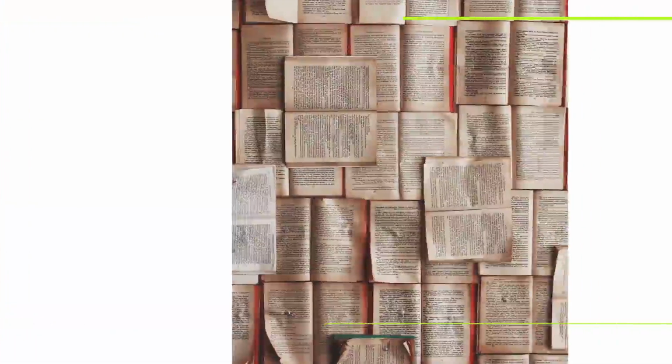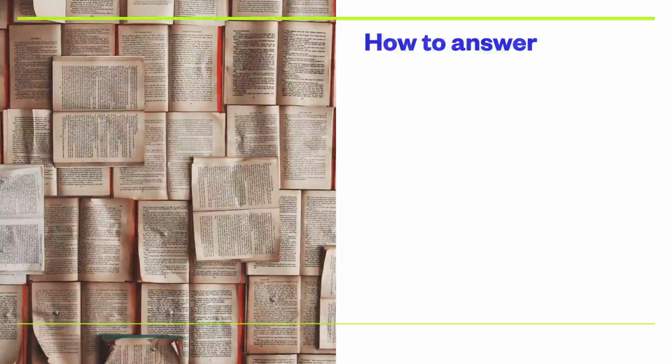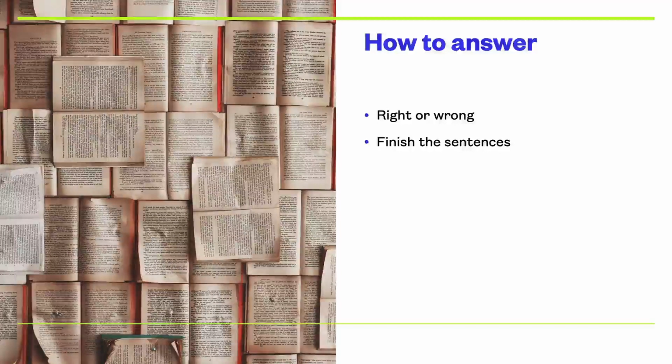Now let's have a look at how you answer the things. First, there are almost always right or wrong questions. So read exactly what you have to do. Do you only have to write right or wrong, or do you have to correct the wrong ones? Okay, you have to find out. And if it says just write right or wrong, or true or false, then just write these words. Okay, that's it. You don't have to change anything. That's it. Then next one could be finish the sentences.